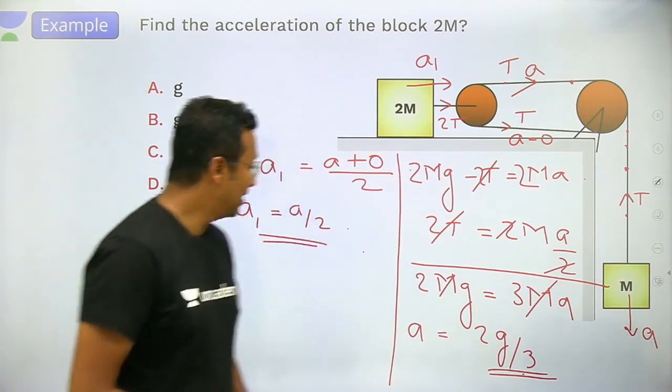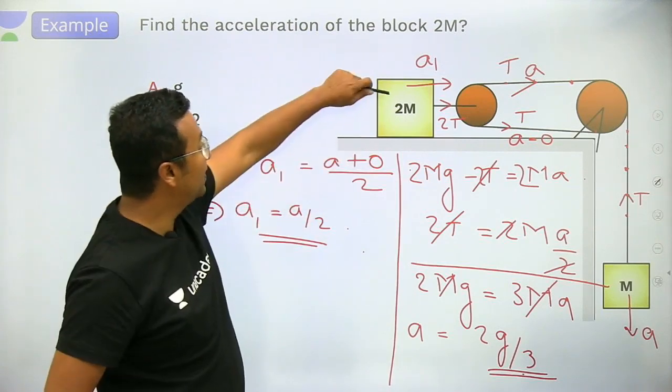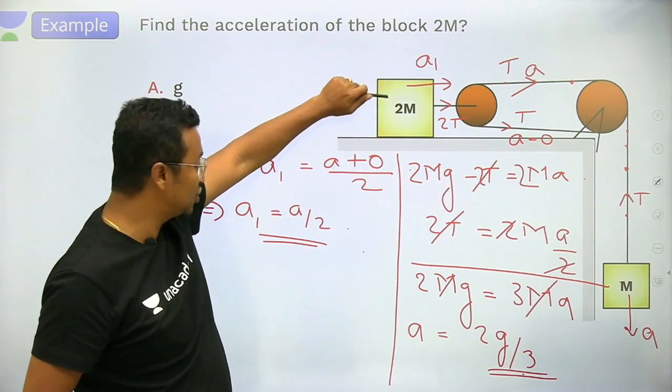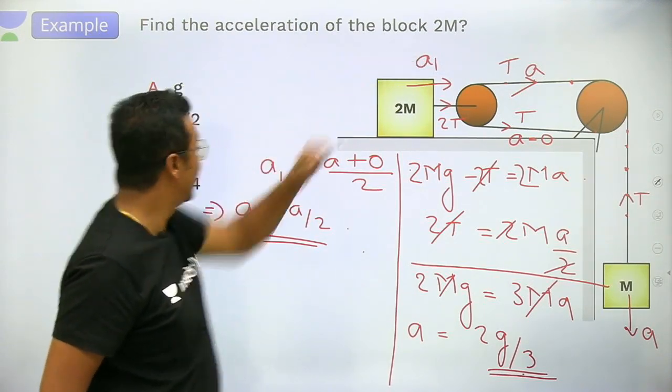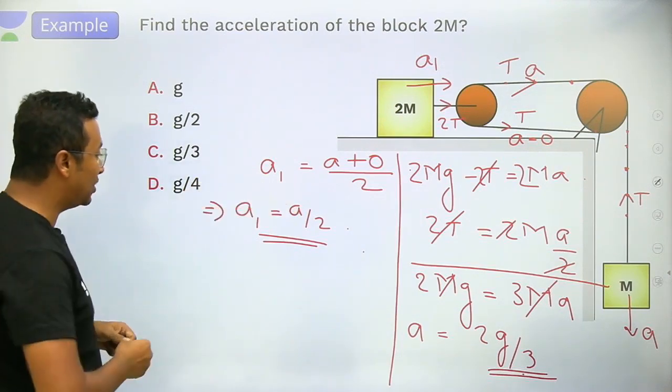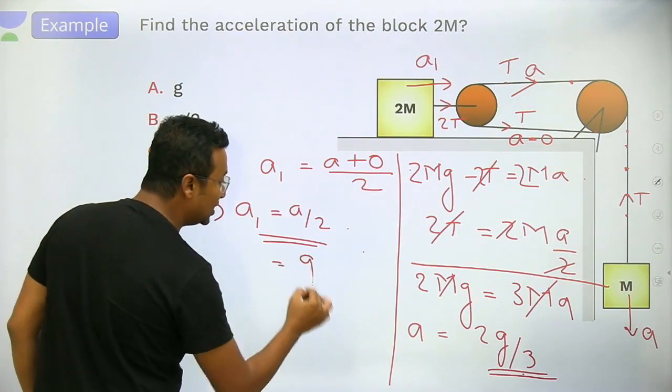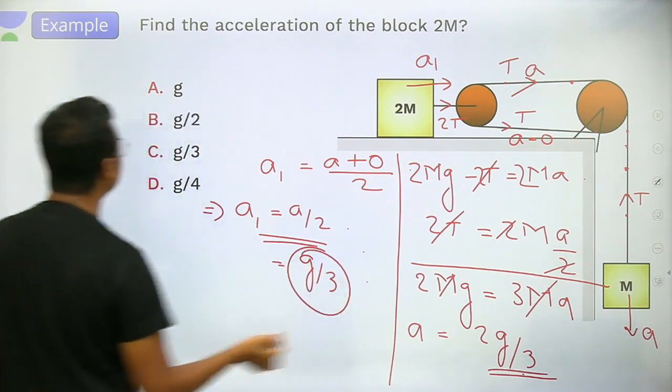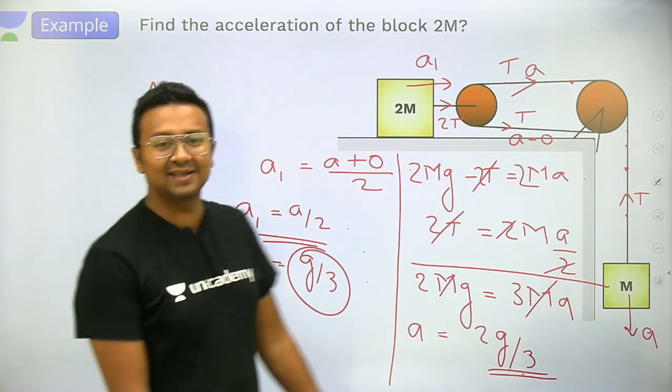All right. Then we need to find out the acceleration of 2m. Acceleration of 2m is equal to how much? a1. a1 is equal to a divided by 2. So this will be equal to g divided by 3. Option C is the correct answer.